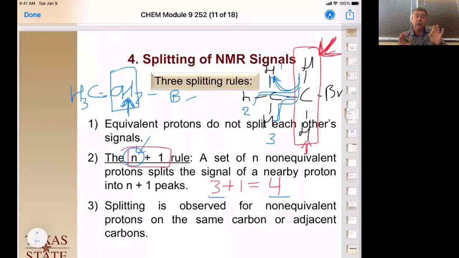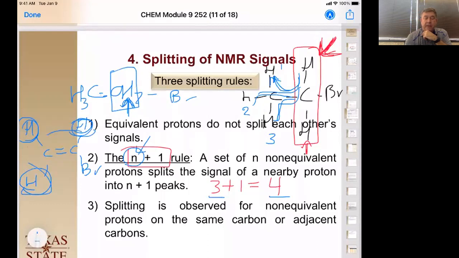And then splitting is only observed for protons on adjacent carbons, or non-equivalent protons on the same carbon. Remember, when we had our alkene that was mono-substituted here, each of these hydrogens was unique. So this one is going to be split by this one and this one. This one's going to be split by that one and that one. This one's going to be split by that one and that one, because they're all within 3 bonds. So splitting is observed on non-equivalent protons of the same carbon or adjacent carbons.